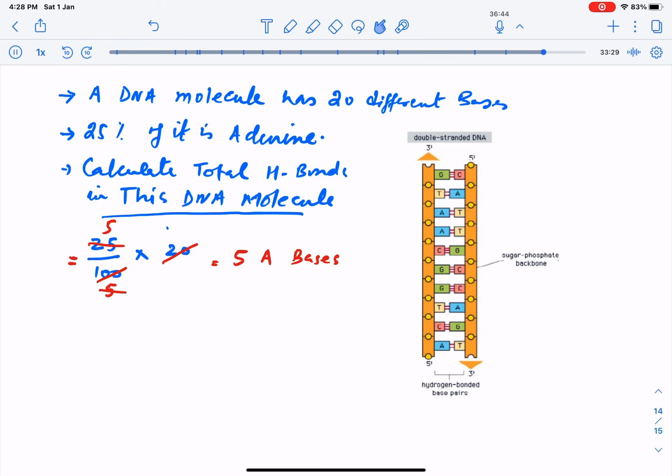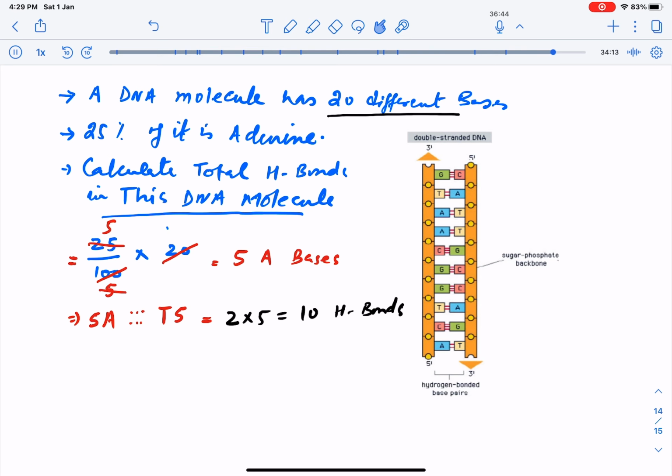As it is a complementary base pairing, adenine makes double bonding with thymine. So if there are 5 adenine bases, there must be 5 thymine bases. So there must be double bonding in between them. So we will multiply 2 into 5, that would give us 10 hydrogen bonds. As there are total 20 bases, 5 are adenine bases and 5 are thymine bases.